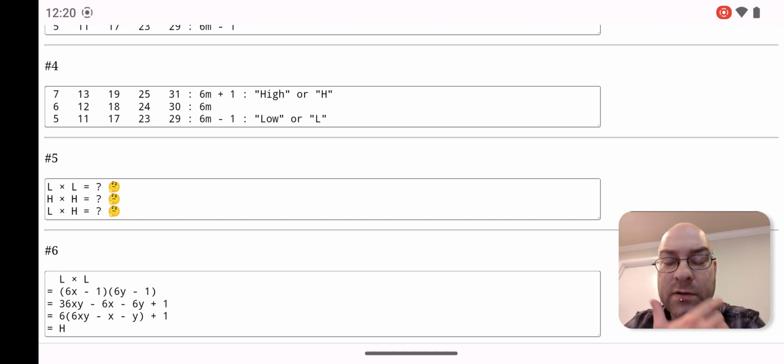And what does that give us? Well, that looks familiar. The form of 6 times something plus 1, well, that's just the definition of a high number. So what we find is when we multiply two lows, we get a high.